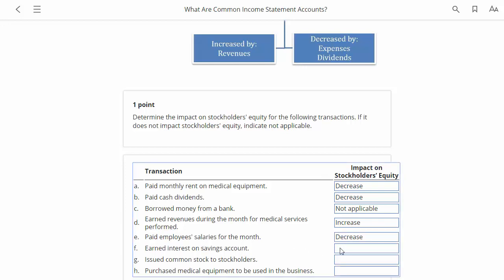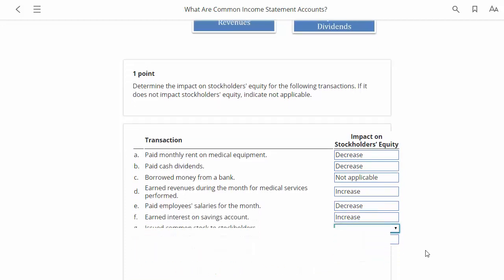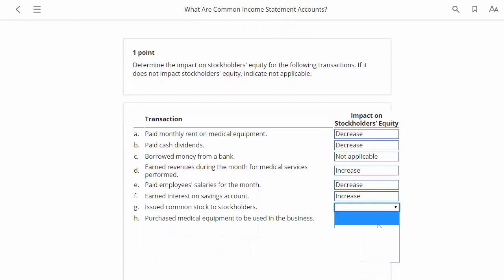Earn interest on a savings account. Well, that's like revenue. That's an increase in income, so that will increase retained earnings. We issued common stock. Now, that's where we're increasing common stock. Since common stock is a component of stockholders' equity, that will increase it as well.